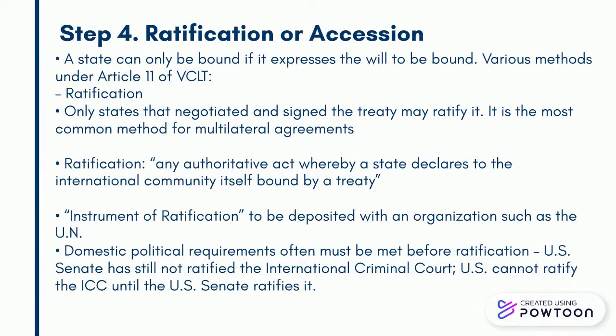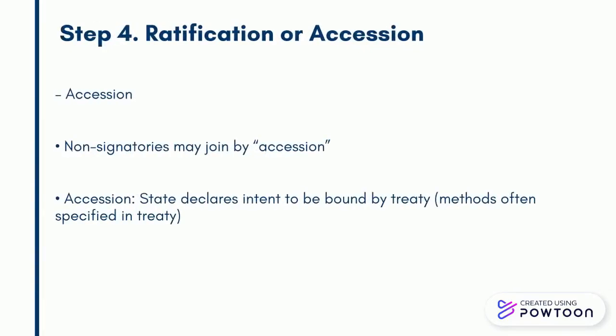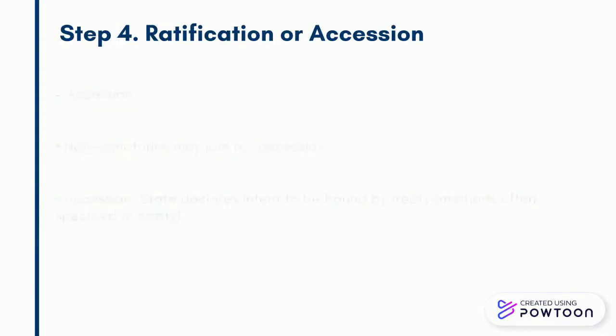Domestic political requirements often must be met before ratification. For example, the U.S. Senate has still not ratified the International Criminal Court. The United States cannot ratify the ICC until the U.S. Senate ratifies it. Accession. Non-signatories may join by accession. State declares intent to be bound by the treaty. The methods are often specified in treaty.